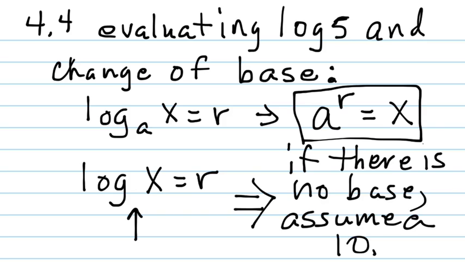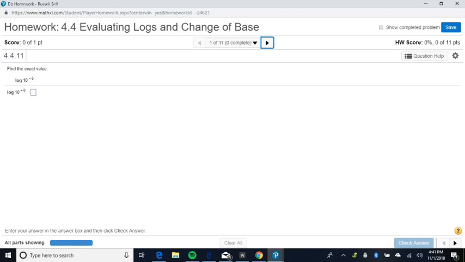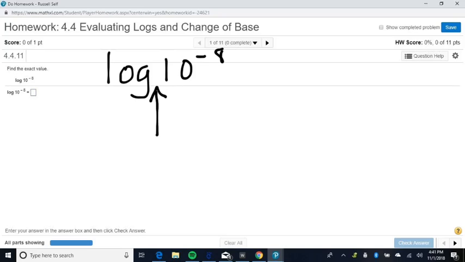Now before we start doing that though, we're just going to evaluate some of these and get you used to seeing that where there's no base, you assume a 10. So let's just go straight to the homework. So we have log of 10 to the negative 8. All right? So what's missing here is you don't have any number as a base. There's no little number floating underneath that g.